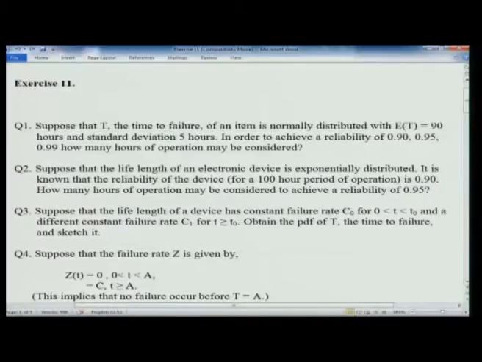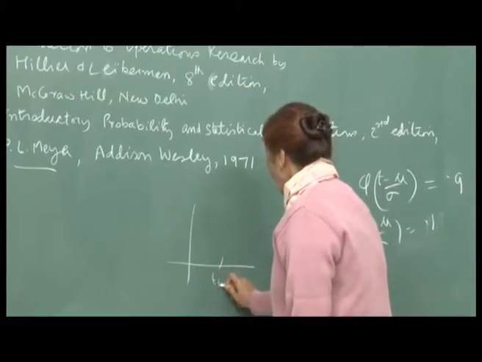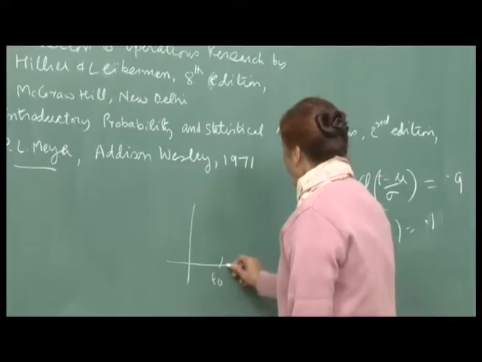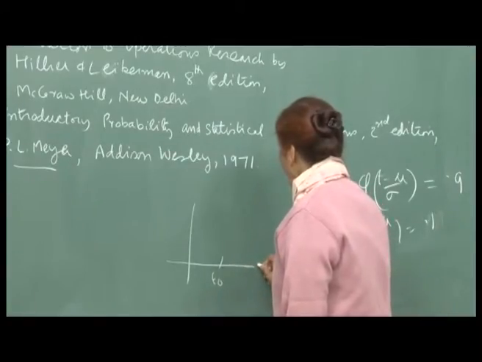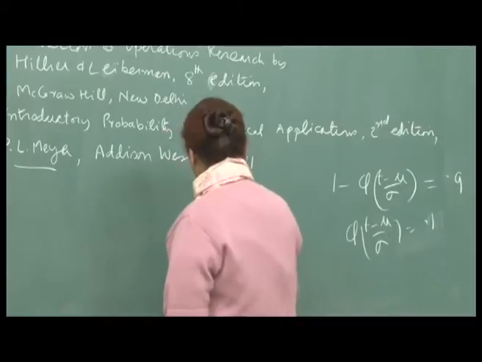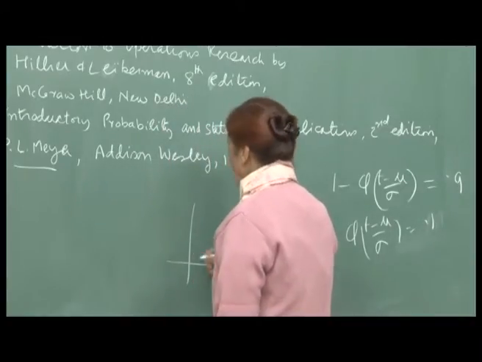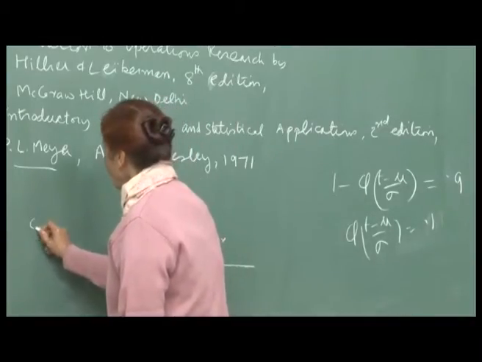Question 3. Suppose that the life length of a device has constant failure rate C0 for 0 less than t less than t0, and a different constant failure rate C1 for t greater than or equal to t0. Obtain the PDF of t, the time to failure, and sketch it. The sketching part I will leave to you, but all that is being said is that up to t0 you have one failure law, and after t0 you have another failure law. But at the point t0 the two must meet, right. So, therefore, what you will say is that C0.